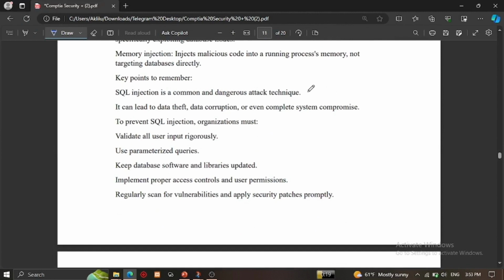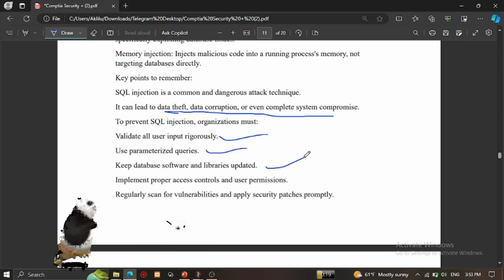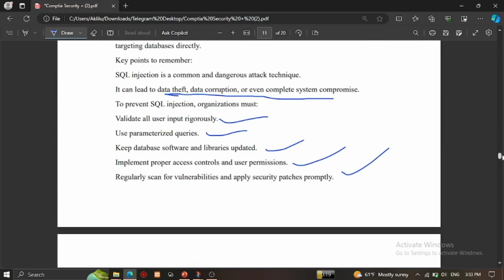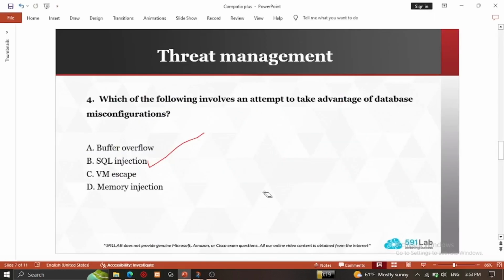SQL injection is common and dangerous attack technique. It can lead to data theft, corruption, even complete system compromise. To prevent SQL injection, organization must validate all user input, use parameterized queries, keep database software and libraries updated, implement proper access control and user permission. They should regularly scan vulnerabilities to their application securities, and therefore the correct answer would be SQL injection. This is a simple question.